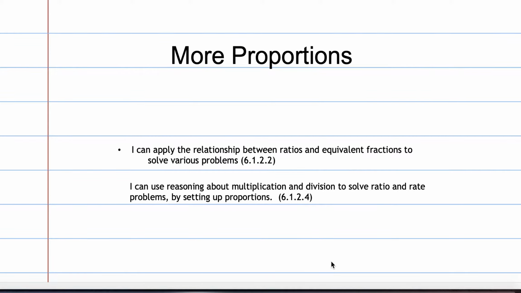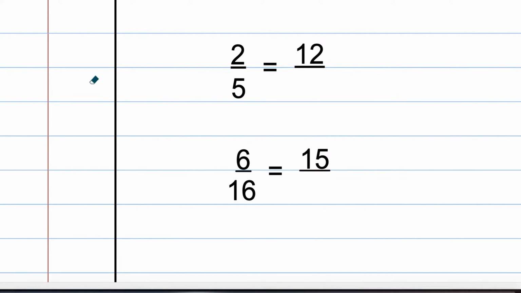Portions using the same two standards as our last lesson. All right, so let's do a quick review. If you want to draw your line down and write review over here, let's review using the factor of change. Go ahead and solve these two. Come back when you're done.